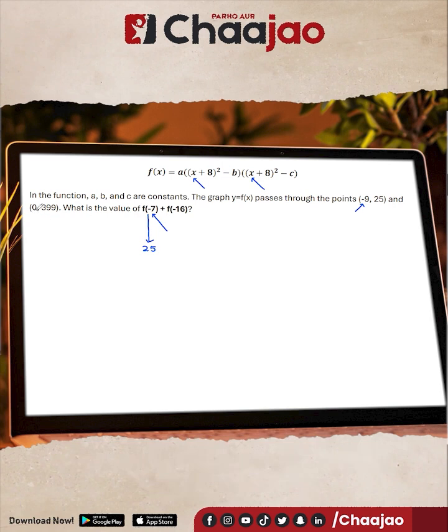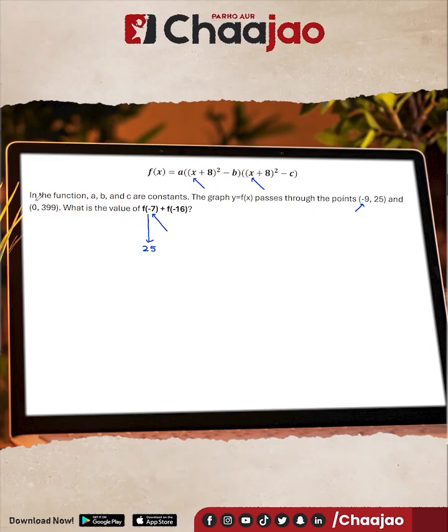So what should happen once you put 0 over here? 0 plus 8 is 8, squared is 64. Once you put -16 over here, -16 plus 8 is -8, but the square of that number is again positive 64.